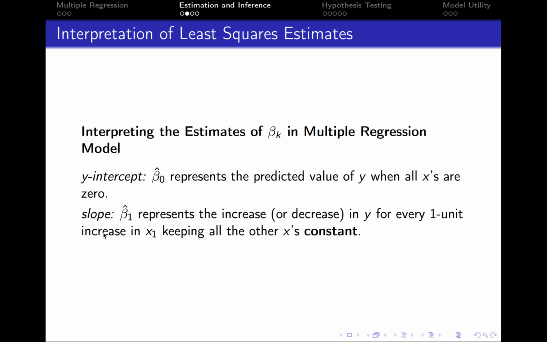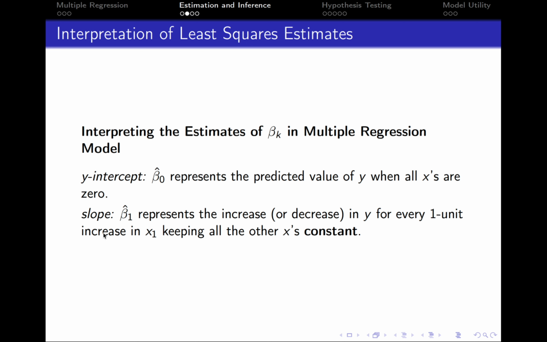And the interpretation of the estimates of betas in multiple regression model will be very much similar to the simple linear regression model. So as in case of the simple linear regression model, beta 0 is the intercept and it represents the predicted value of y when all x's, so when all the independent variables, are 0.